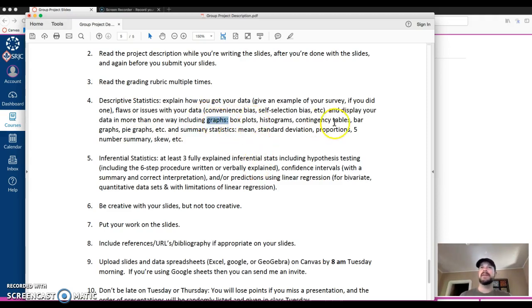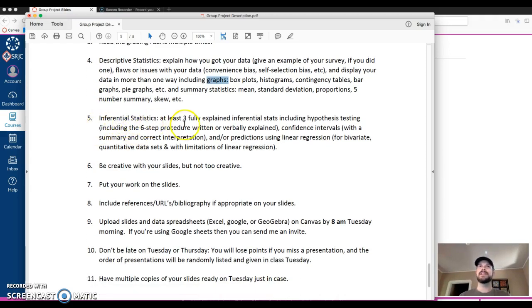So you don't have to have all of these, but these are just some examples: box plots, histograms, contingency tables, pie charts. Give me summary statistics, mean, standard deviation, 5-number summary. Display your data. It's better to give more graphs, more figures. You don't have to show them on each slide very often, but it's a nice way to visualize the data that you accrued from your samples.